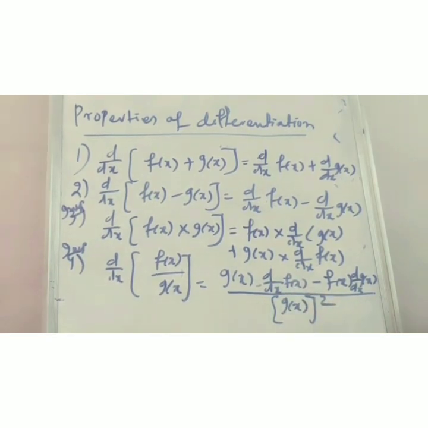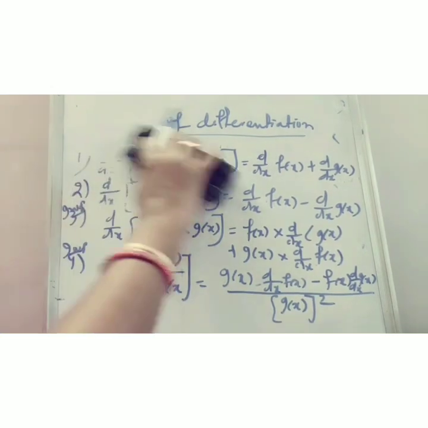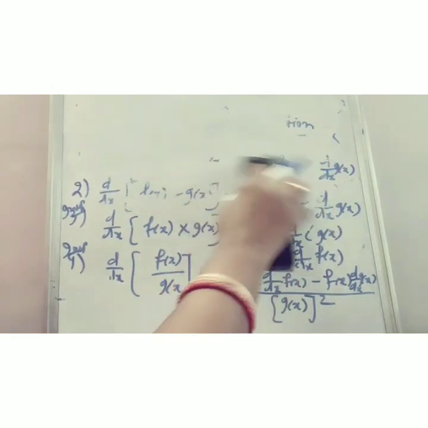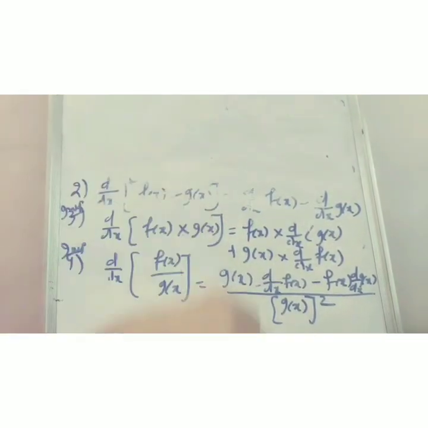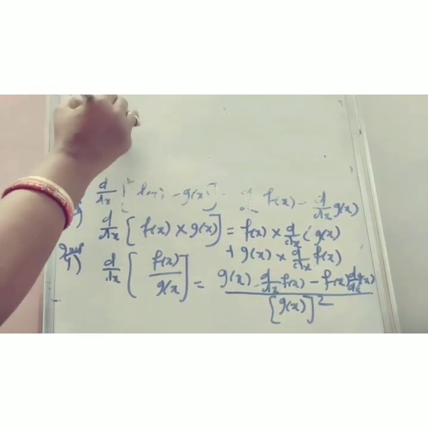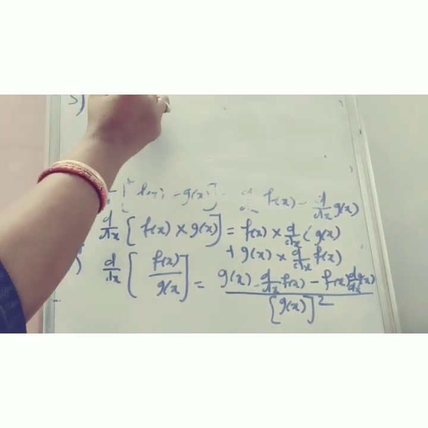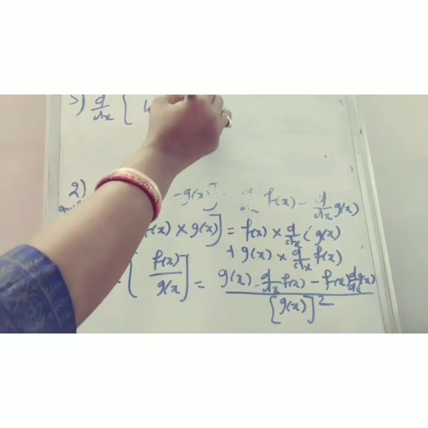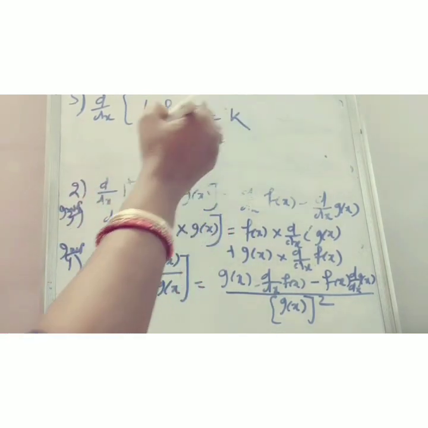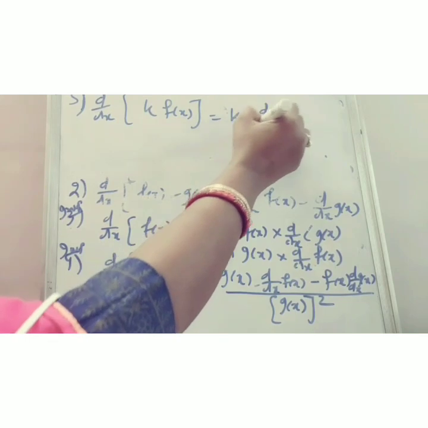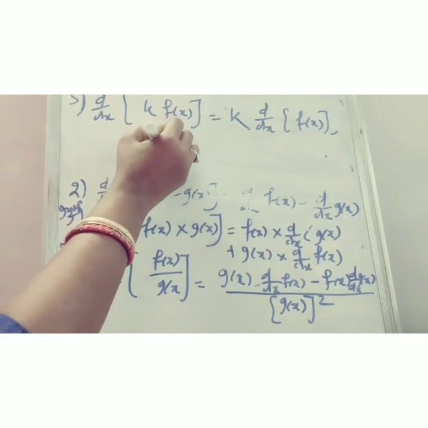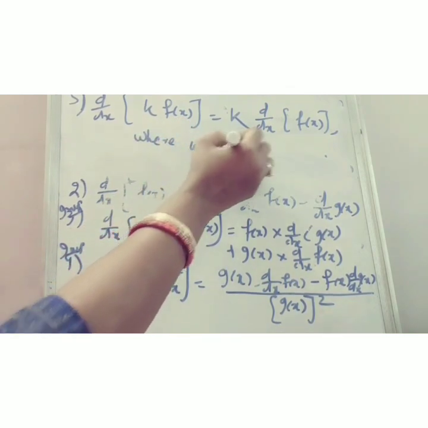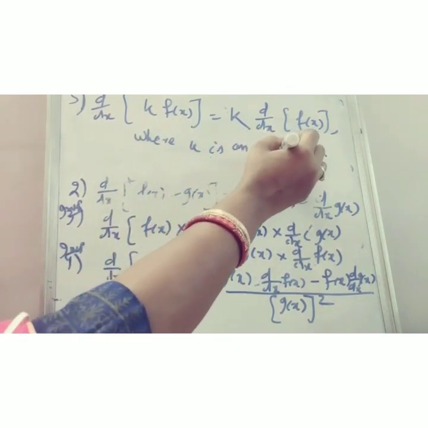Now the 5th property is d by dx of some constant into one function. D by dx of k into f of x is equal to the constant comes outside, into d by dx of f of x, where k is any constant.